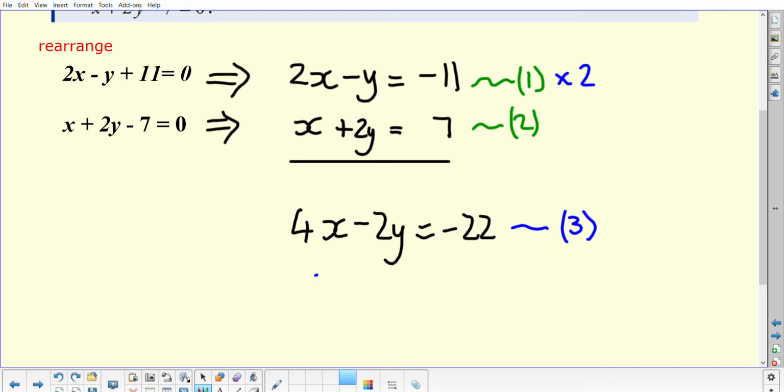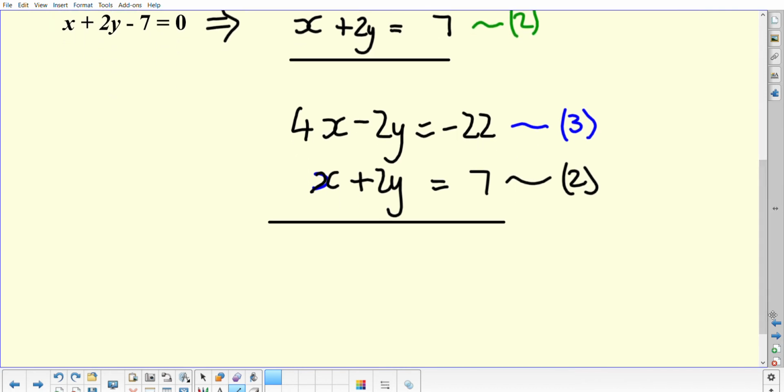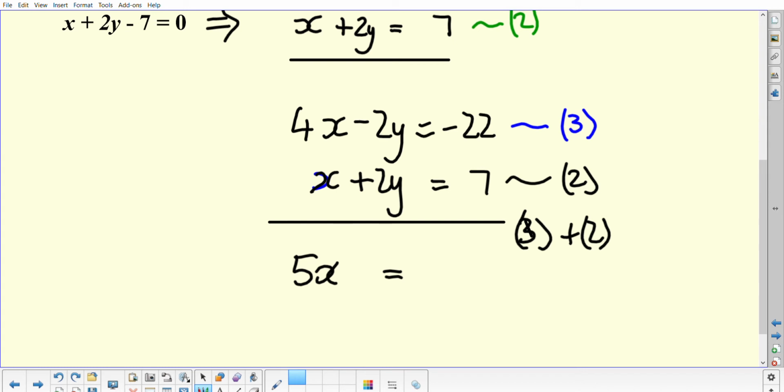The second equation, I can just leave it as it is. So I'm going to have that equation written as x plus 2y equals 7. So I'm still going to call that 2. And from this point, we're then able to see if we add these equations. So equation 3 plus equation 2, that would give us 5x. The y terms will cancel, and we've got minus 22 plus 7, which is minus 15. Dividing, of course, by 5 gets me to x equals minus 3.